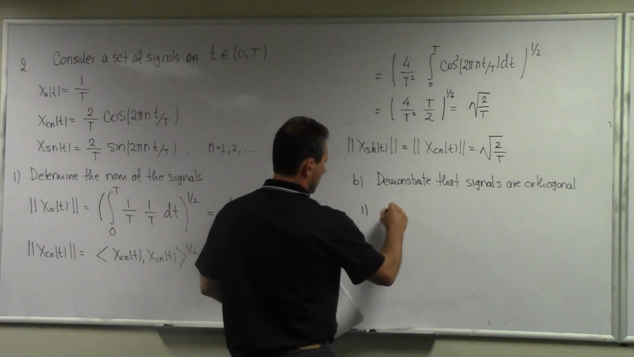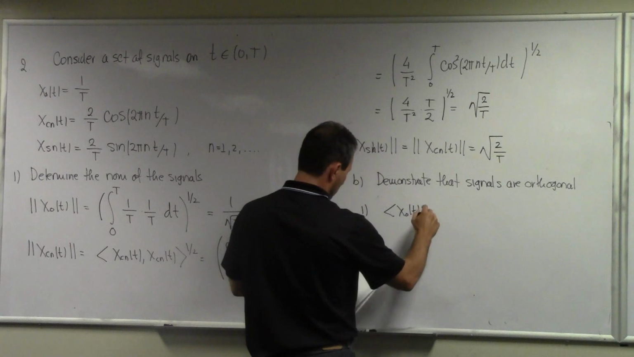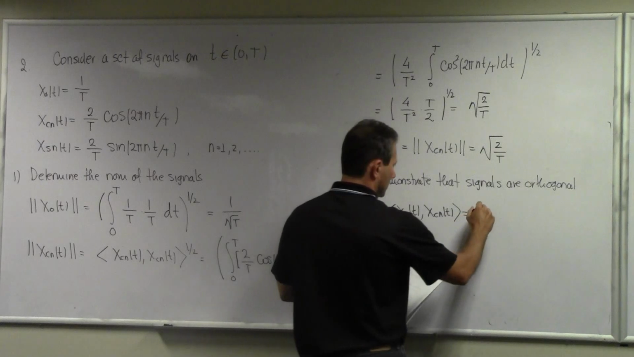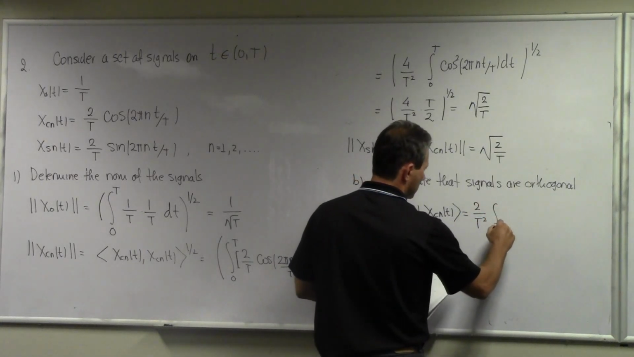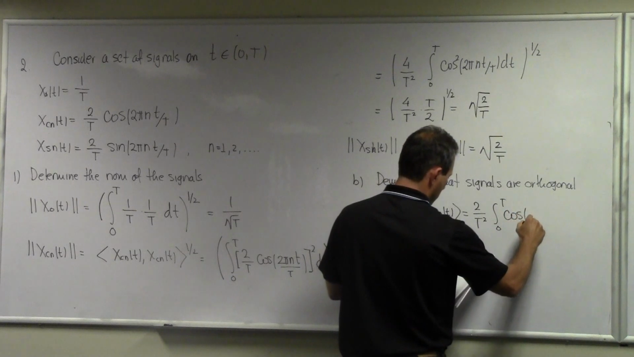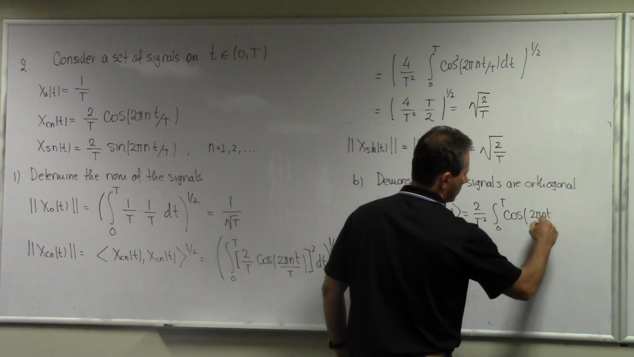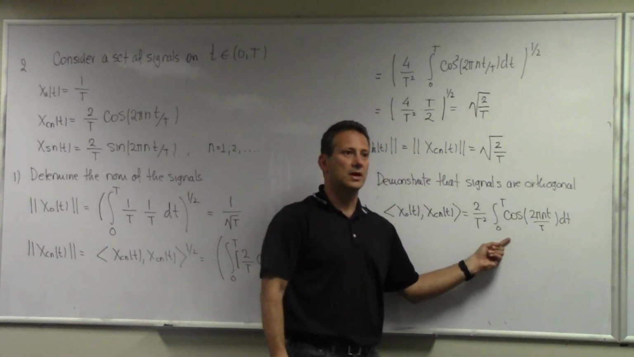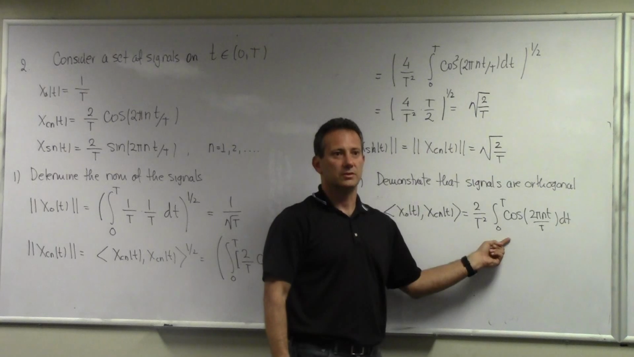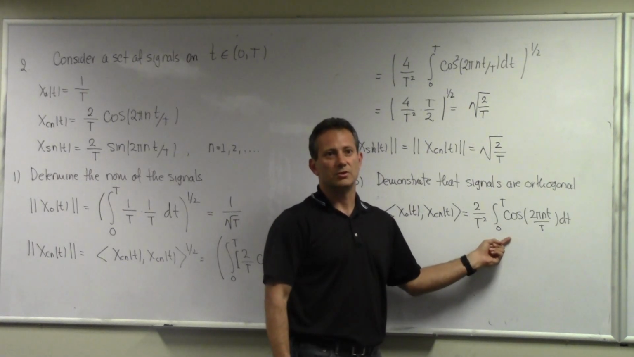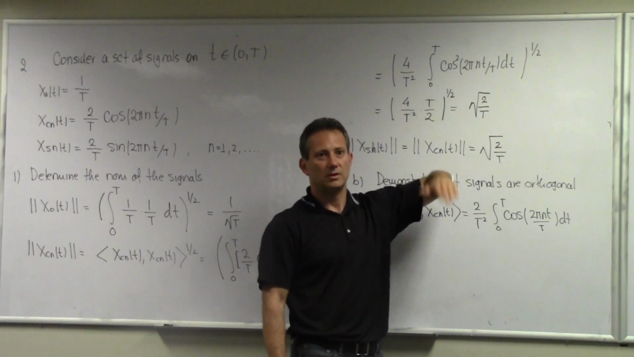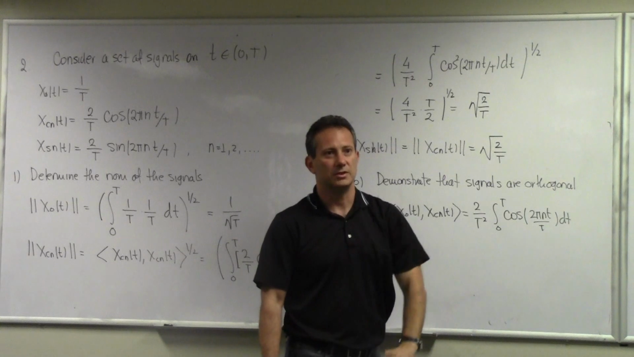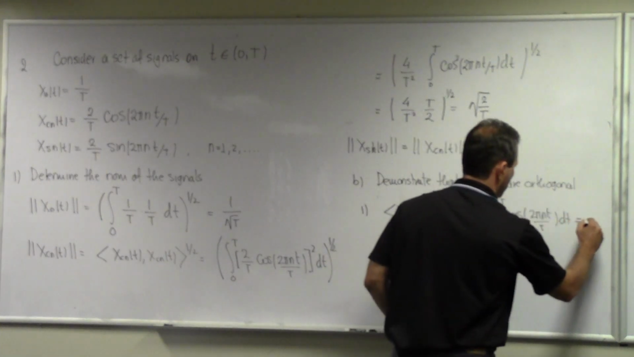So first, x0 of t in dot product with x c m of t. If I write this out, this is 2 over T squared, integral from 0 to T, cosine of 2 pi m t over capital T dt. What is this integral? This is an integral of the cosine over an integer number of periods. What is that? It has to be 0. Cosine, remember, is symmetric about the x-axis. However much you add in one half period, you lose that much in the other half. So this is equal to 0.